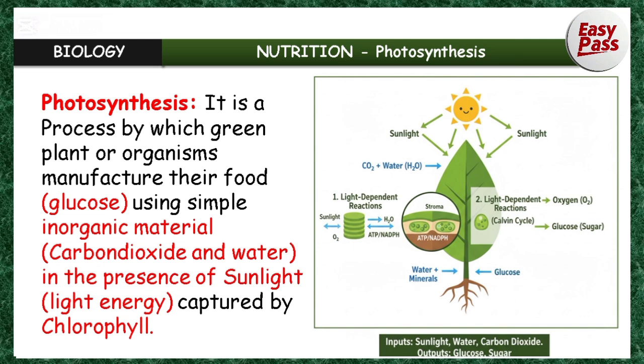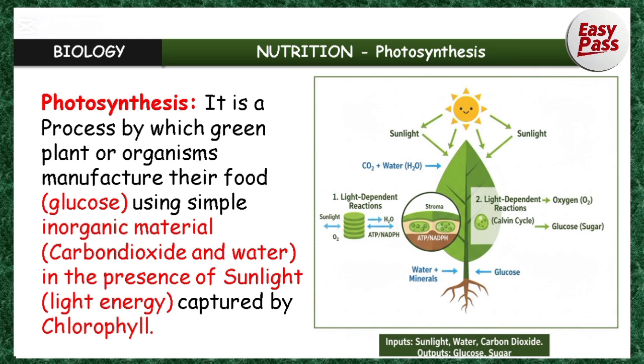So photosynthesis, we will start with the definition. As for the definition of photosynthesis, it is the process by which green plants manufacture glucose using light energy. That's the first thing we should note. And simple inorganic materials such as carbon dioxide and water. With this, you should be able to get all the marks assigned for the definition.